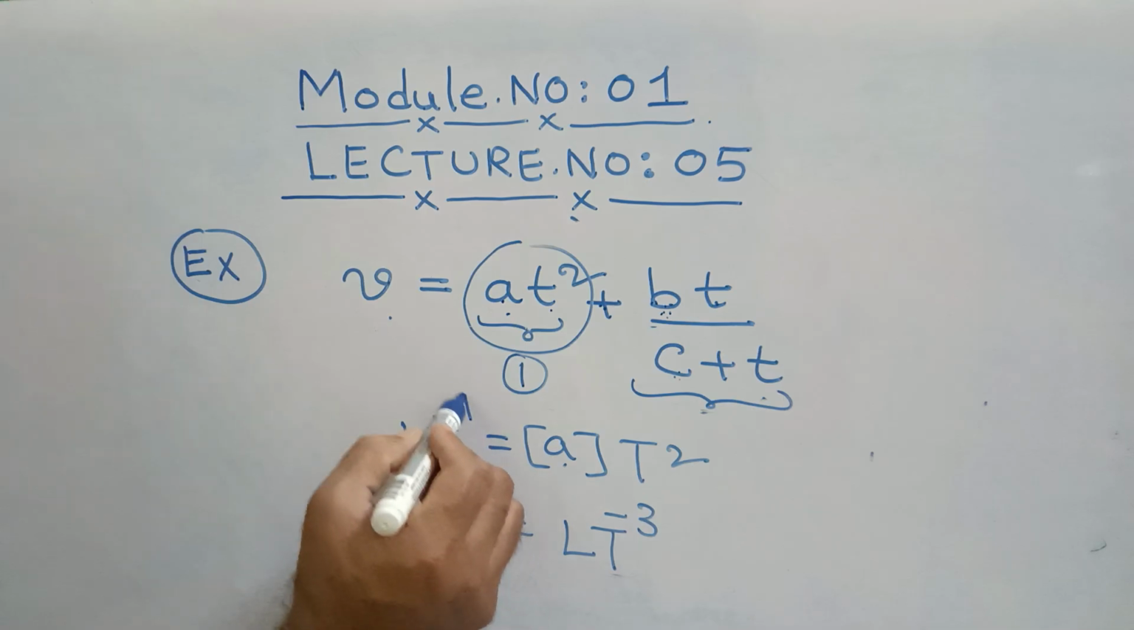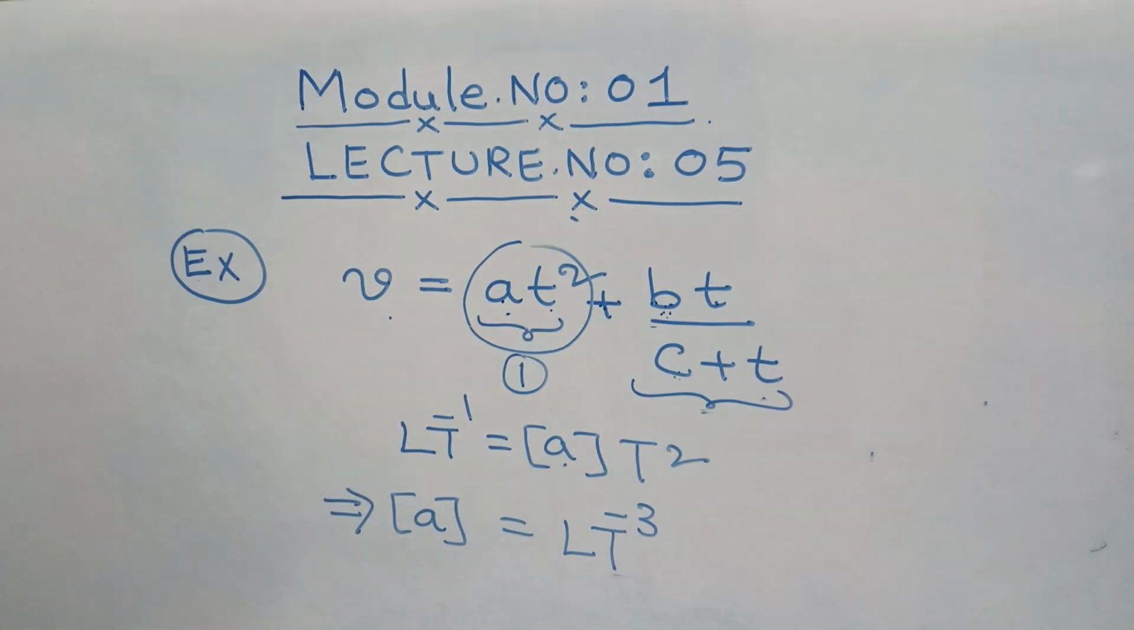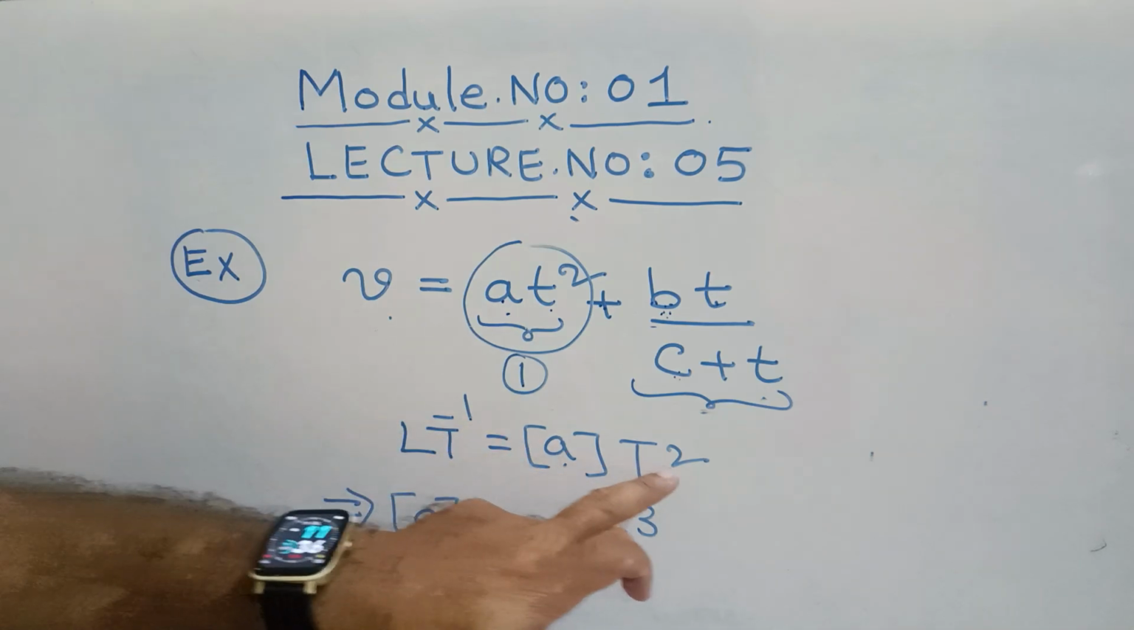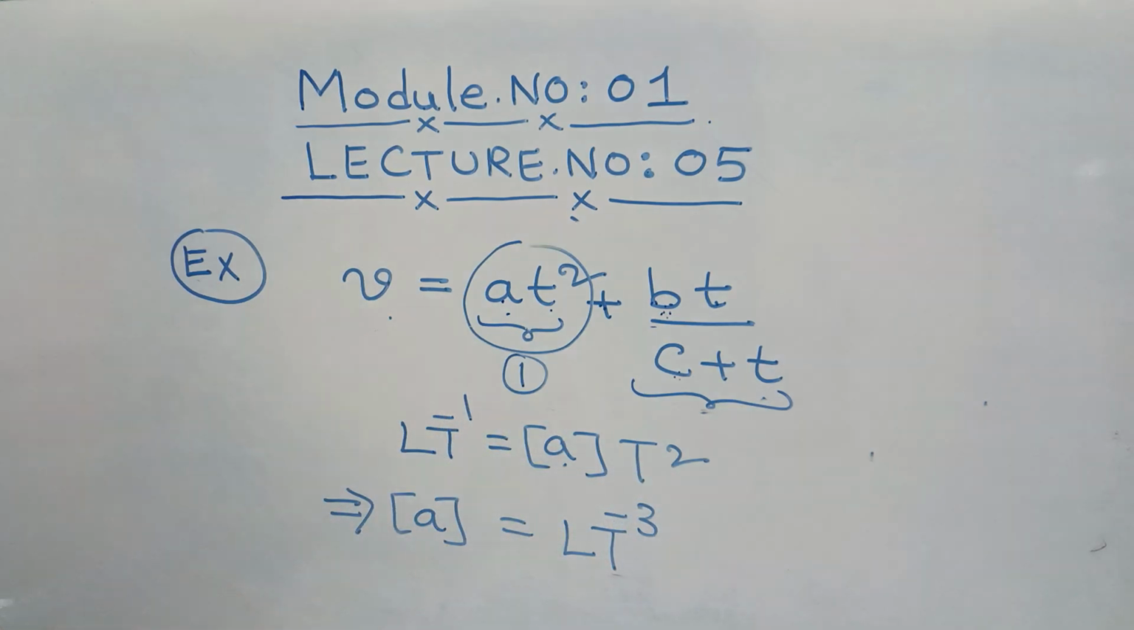Therefore, if you bring the denominator to the upper, it is t power minus 2. Therefore, t power minus 1 is there, and t power minus 2, therefore t power minus 3. Therefore, A is equal to L t power minus 3, right?